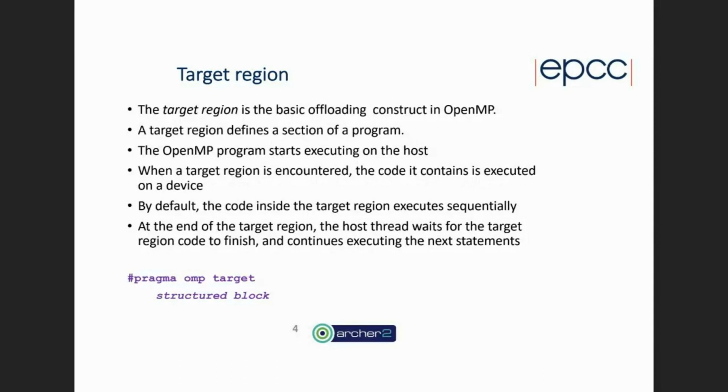And by default, if we don't specify anything else, the code inside the target region will execute sequentially on the device. The target construct itself does not specify how the code on the device gets parallelized, so we need to do extra stuff for that. At the end of the target region, the host and the device synchronize. The host thread waits for the target region to finish and then carries on executing the next statement.